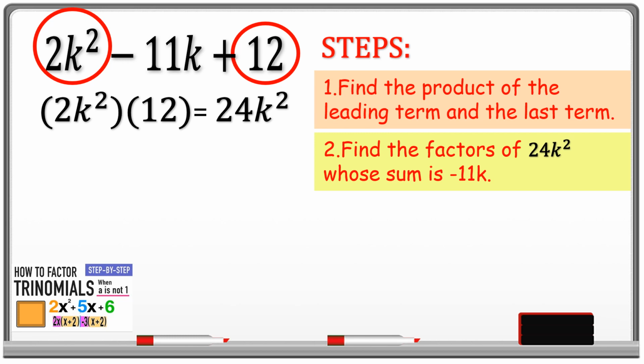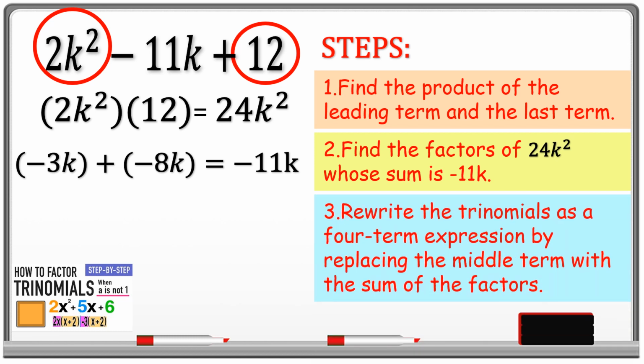Where did you get this negative 11k? This is the middle term. Okay? That's the middle term. So, you need to think of factors of 24k squared that when you add them give negative 11k as the answer. So, that is negative 3k plus negative 8k will give you negative 11k. When you multiply those, positive 24k squared is the answer, right? Negative 3k times negative 8k will give you 24k squared.